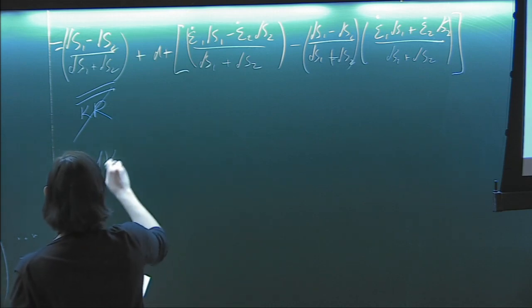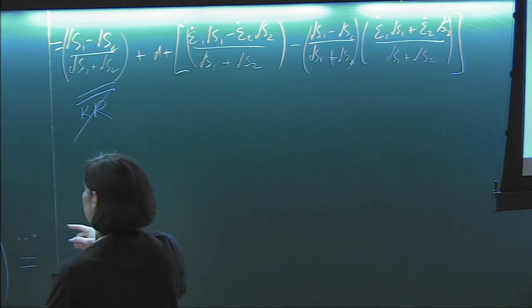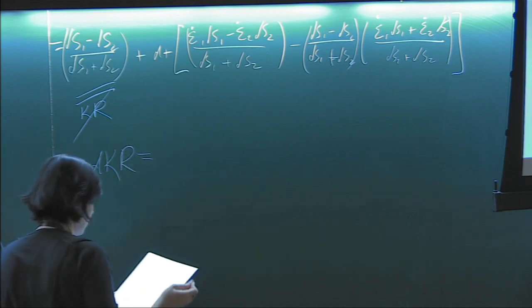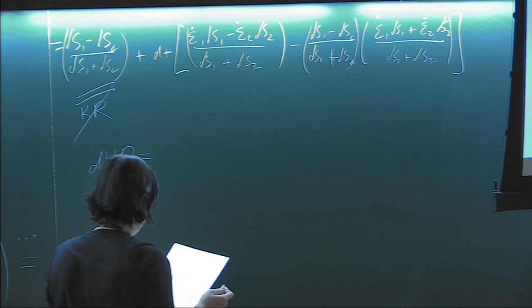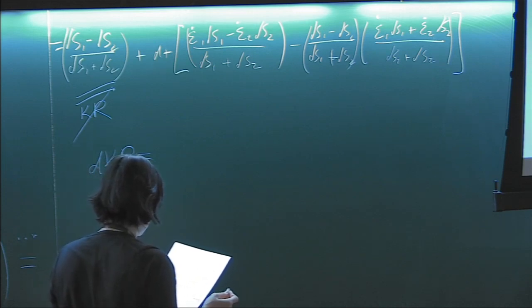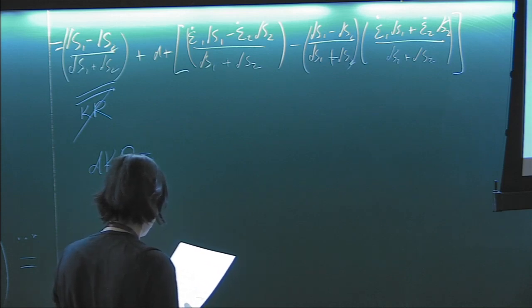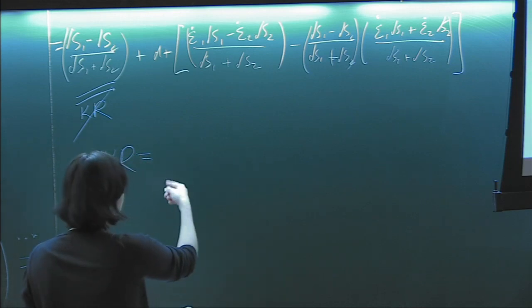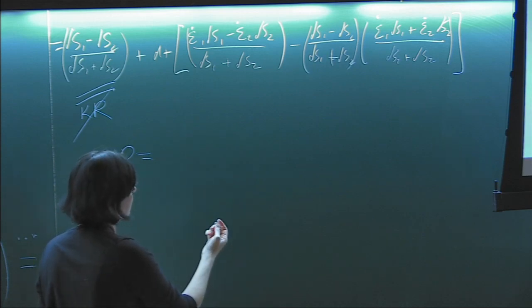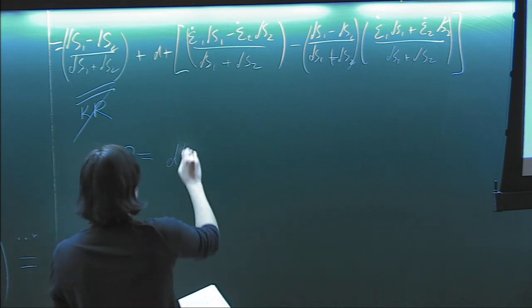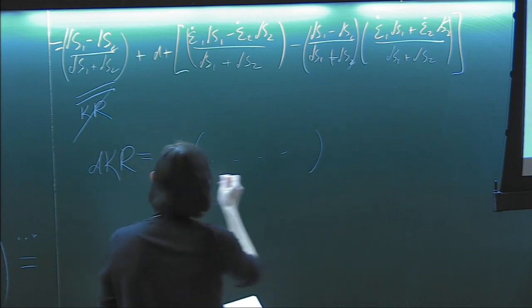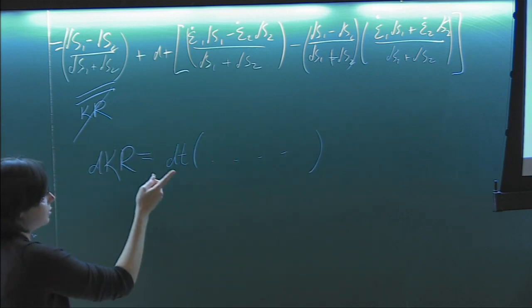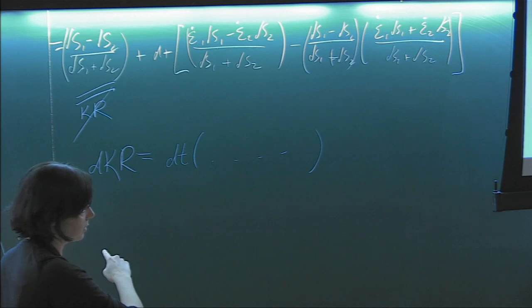so d kappa, I'm starting from that side, equals... Okay, at the end of the day, you have d kappa r equals, I won't show the whole calculation, just the idea, is equal to dt multiplied by something. Then when you divide by dt, you have your derivative in time. So this is how you get the derivative in time.